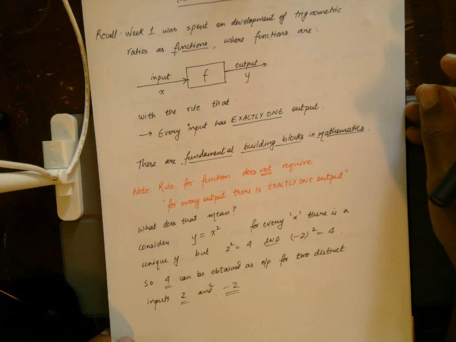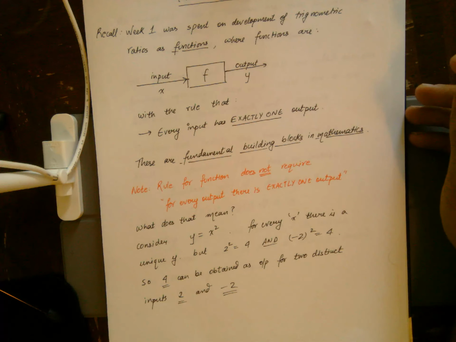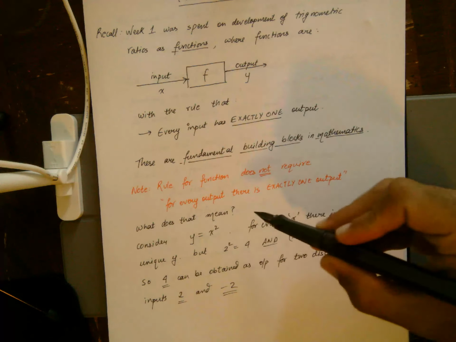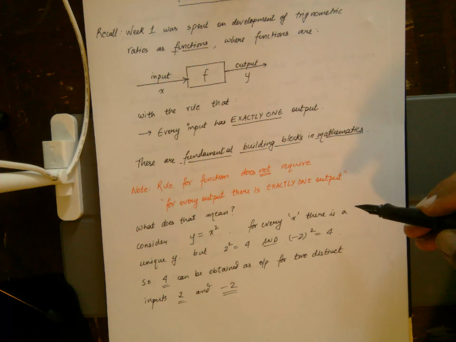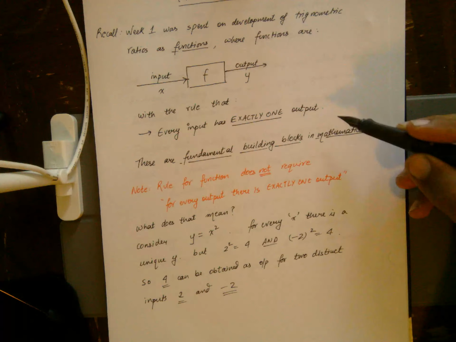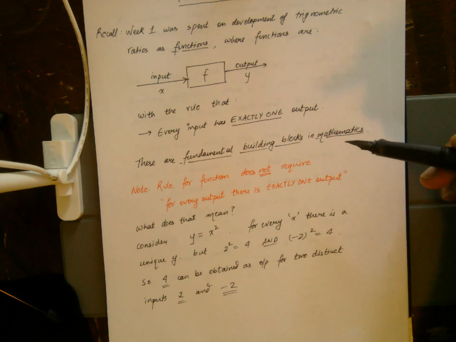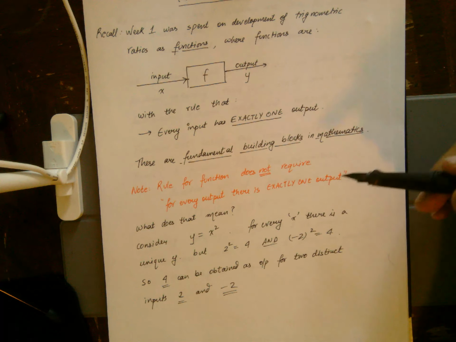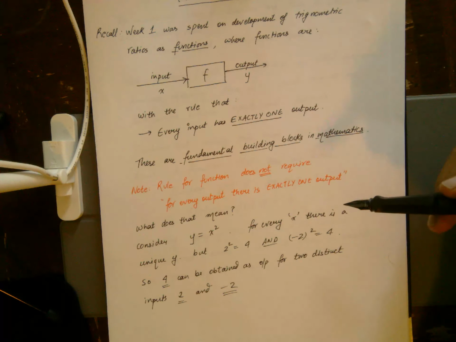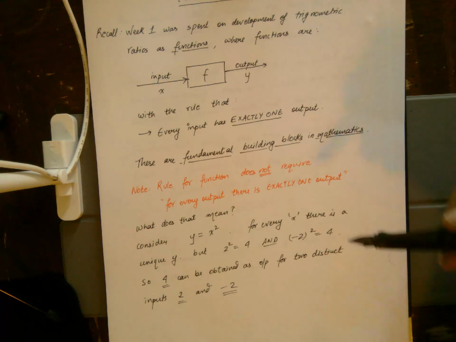Now note that the rule for a function does not require that for every output there is exactly one input. So think about it for a minute. These two statements are completely different statements. To say that every input has exactly one output is not the same as saying that for every output there is exactly one input. Here's an example.